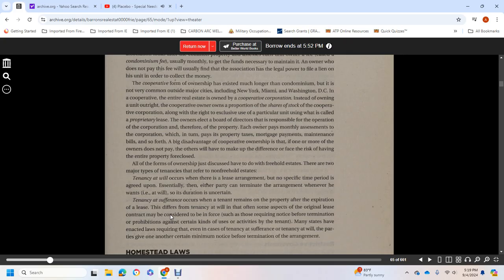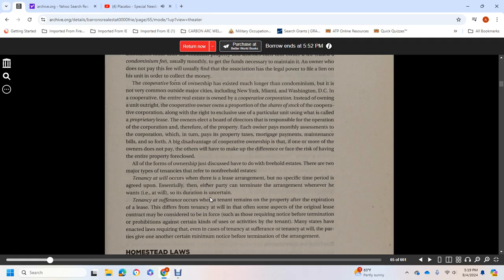All the forms of ownership just discussed have to do with freehold estates. There are two major types of tenancy that refer to non-freehold estates. Tenancy at will occurs when there is a lease agreement, but no specific time period is agreed upon. Essentially, then, either party can terminate the arrangement whenever he wants, so its duration is uncertain.